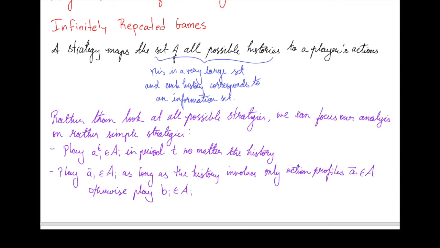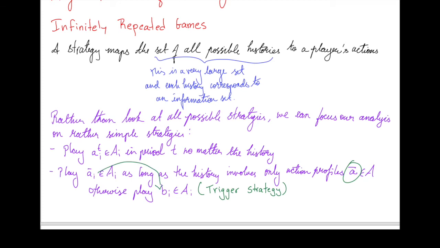Another example of a relatively simple strategy is one that says, play the action a bar i as long as the history only involves everybody playing the profile a bar. If at any point in the history, the action profile that was played is different from a bar, play b i. That's one example of a strategy. These are actually called trigger strategies. It's called a trigger strategy because as soon as somebody plays something different from a bar, it triggers a switch from a bar to some other action b.